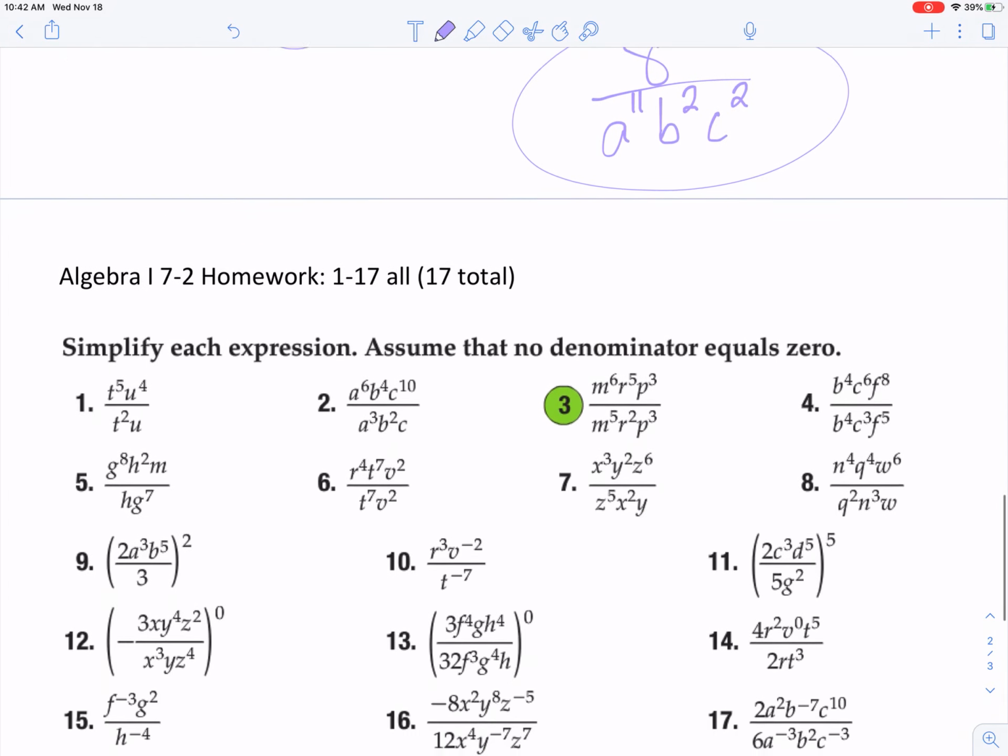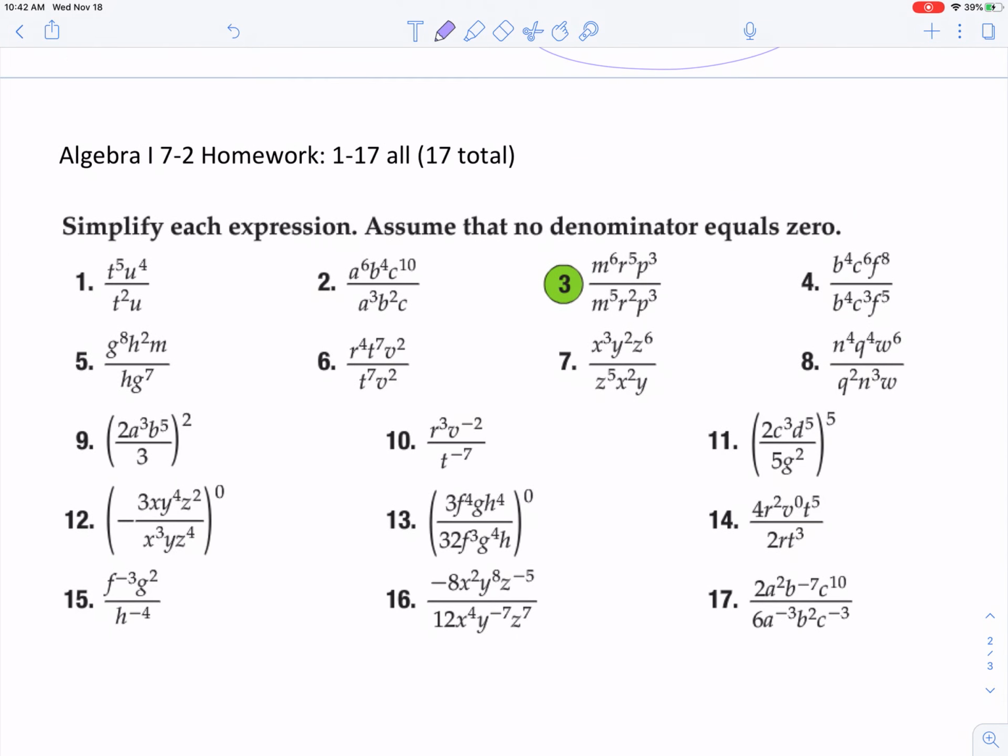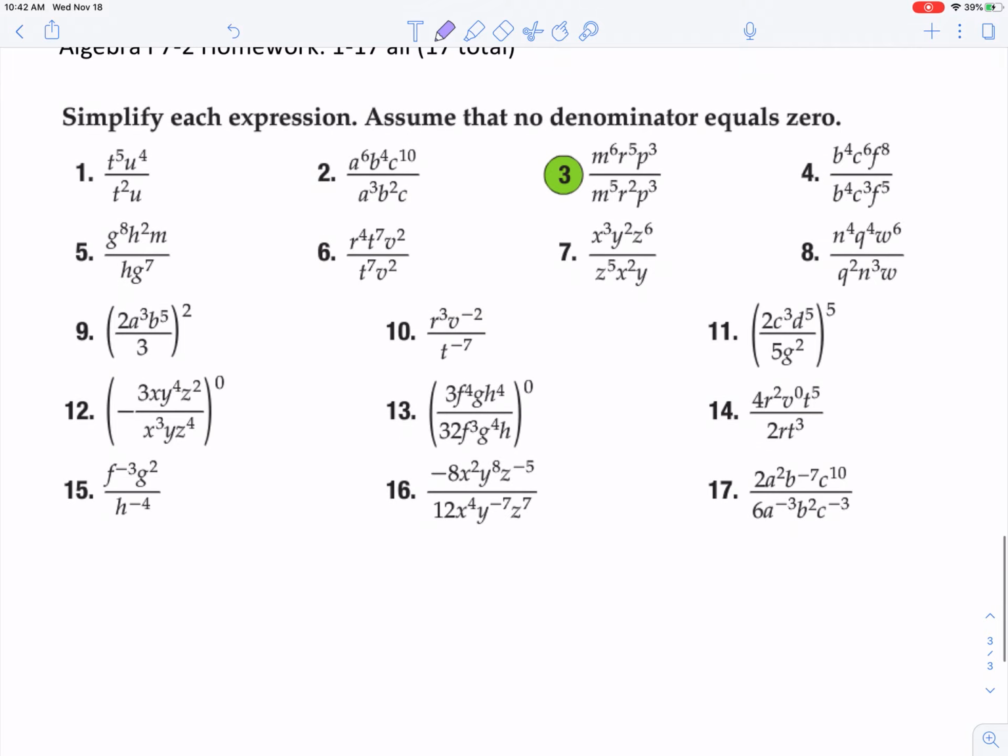Okay, I want to do another example. Will one of these work? Yes. Let's do number 16. Actually, we're going to do 16 in class tomorrow. That's what we're going to do. Be prepared.